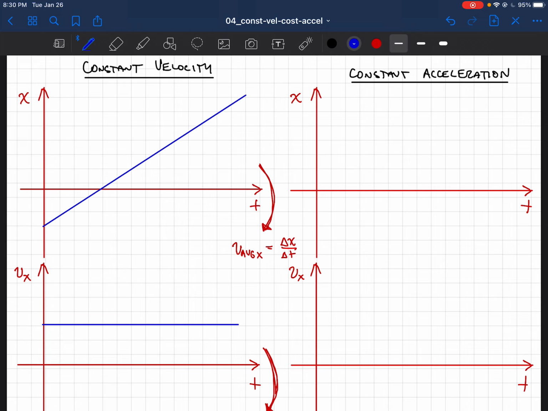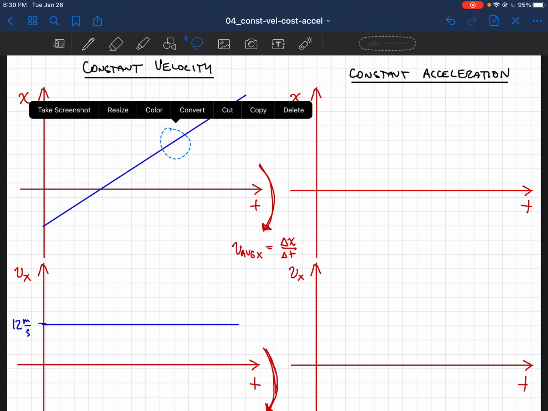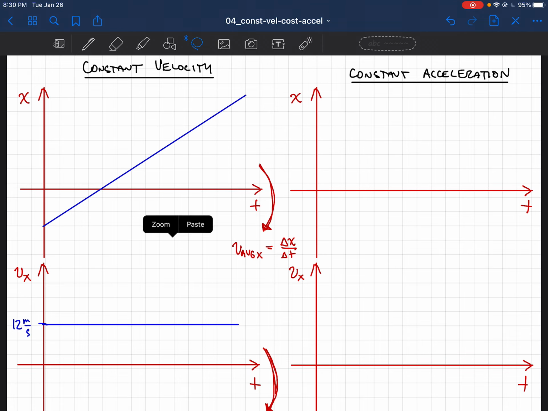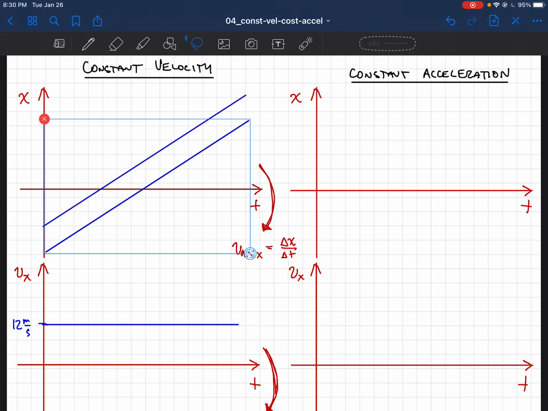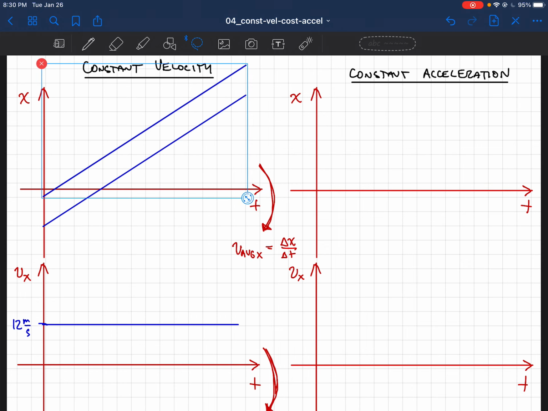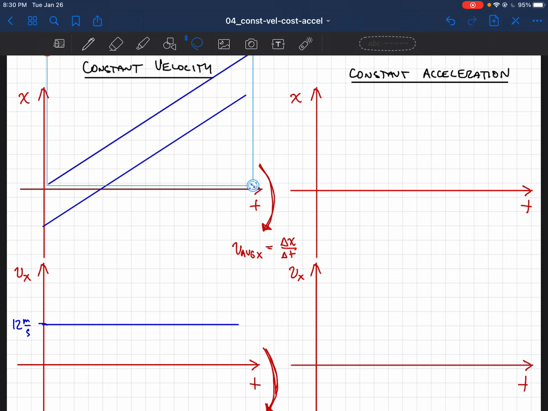There's a possibility. I say a possibility because we could have chosen a different graph. If we know the number here, maybe this is 12 meters per second, then we know exactly the slope. So this is one possible line with a slope of 12. But we could have drawn a different one. It could have been any one that is parallel to that one. So it could have been this one, this one, or this one. But it would look like one of those.